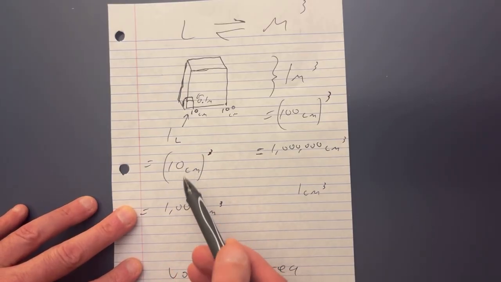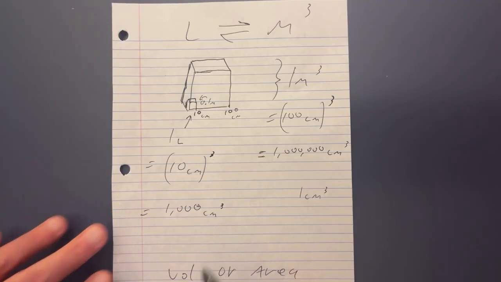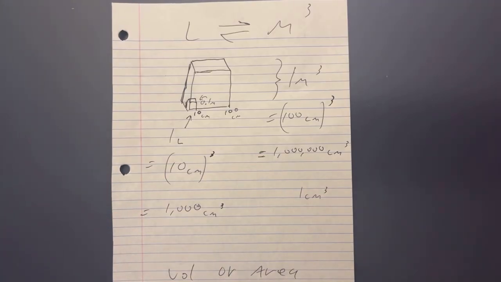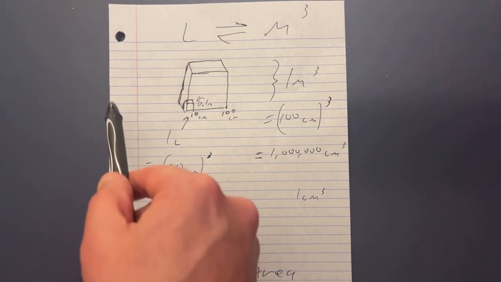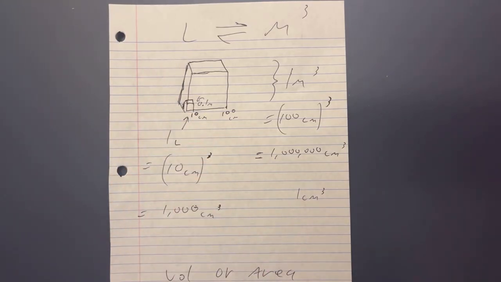Distribute your 3 through, and you'll have 1,000 cubic centimeters. And again, that's because we have 10 centimeters on each dimension. 10 centimeters across, 10 centimeters deep, 10 centimeters up.